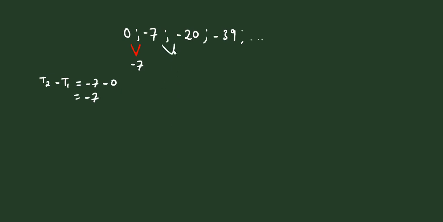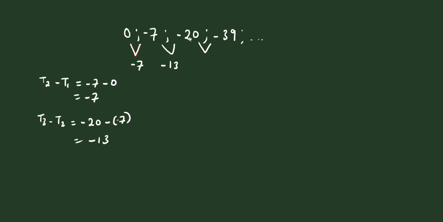Then you say what is negative 20 minus negative 7, or rather t3 minus t2. You're going to say negative 20 minus negative 7. Then you put it in your calculator, you should get negative 13. So it will be negative 13 here.